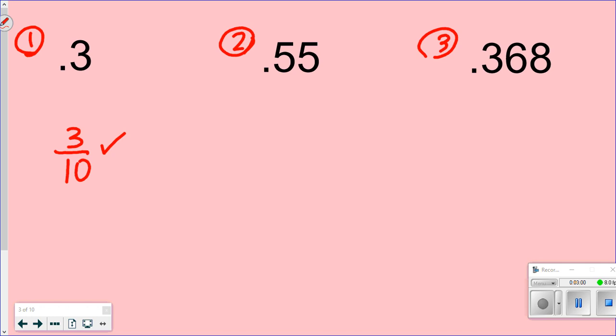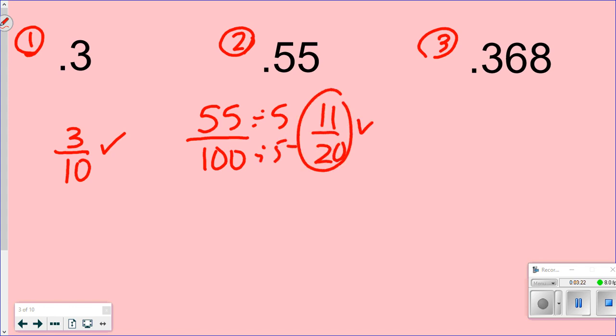The next one says 0.55, which is read as 55 hundredths. So that's going to be written like this. Then you need to ask yourself, can this be reduced? Yes, it can. I know it can be reduced because one ends in a 5 and one ends in a 0, so I know that they can be reduced by 5. So let's see, reduced by 5, I get 11 over 20, and that's going to check out also. That's as far as I can go.